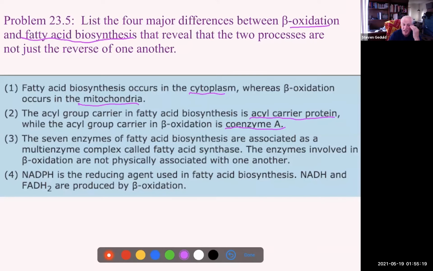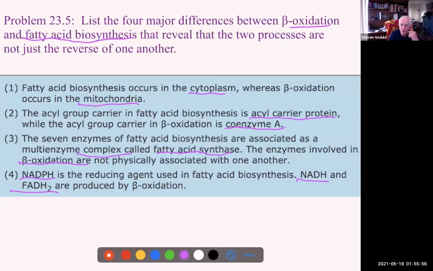Okay. And the third one, the 7 enzymes of fatty acid biosynthesis are associated as a multi-enzyme complex called fatty acid synthase. You form a complex with the different enzymes. The enzymes of beta oxidation do not form a complex. Okay. So they're not physically associated with one another. Okay. NADPH is the reducing agent for fatty acid biosynthesis. NADH and FADH2 are produced by beta oxidation.